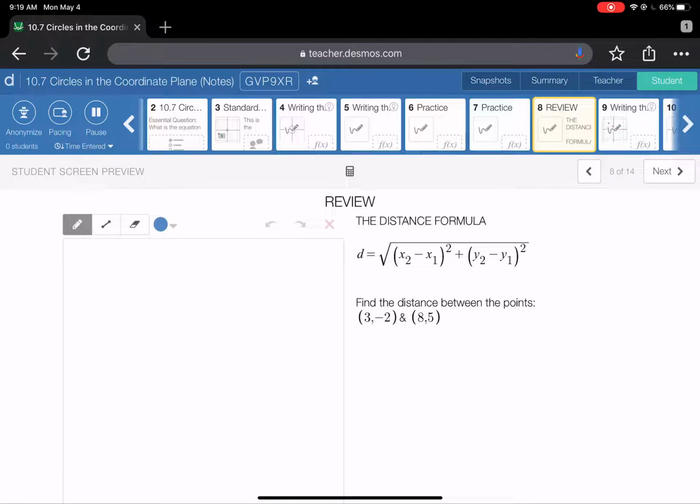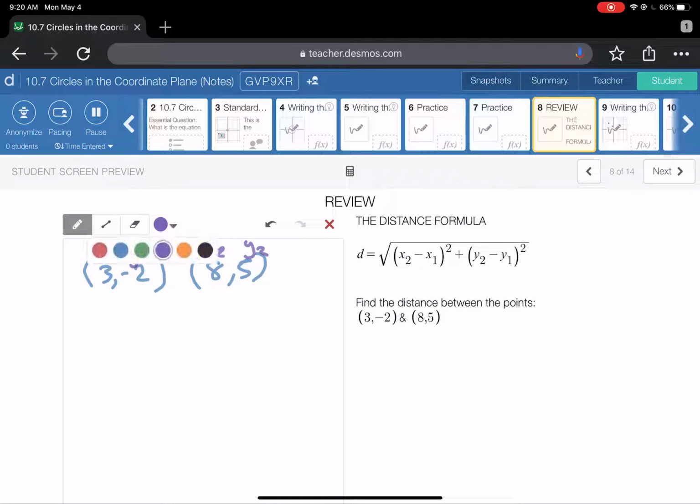Alright, so before we go to the next example, we're actually going to go over the distance formula, and let's recall how this works. The distance formula tells us the distance between 2 points on a coordinate graph. So if I have the point (3, -2) and the point (8, 5), I can substitute those values into the distance formula. I'm going to call this one x1, this one y1, so it's my first point, my x and my y. This one is x2, this is y2.